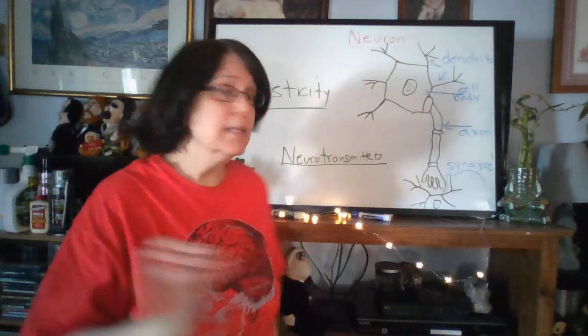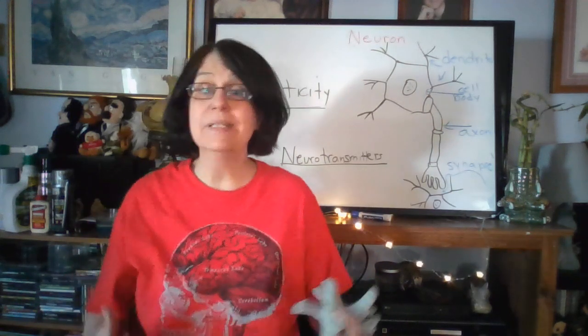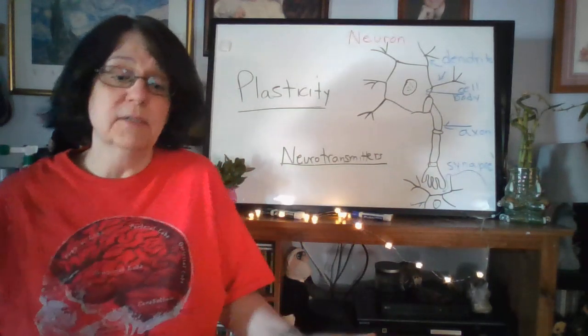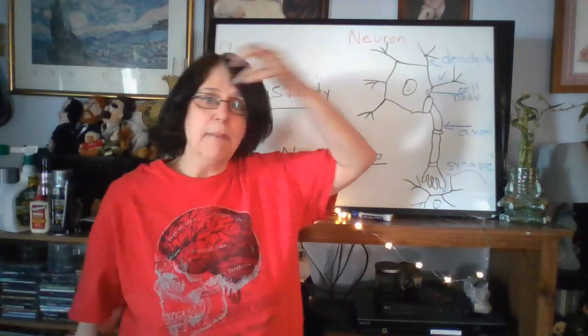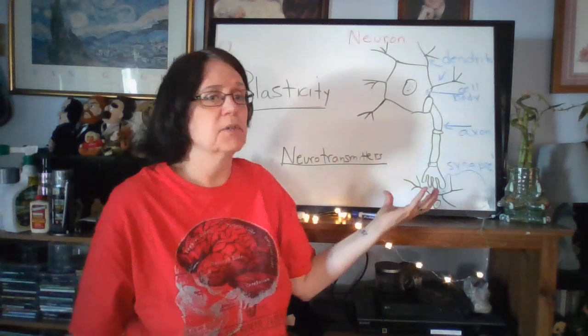Myelin is a protective insulation that gets put down there to allow the message to go through more quickly and uninterrupted. This is a process that happens. It makes this much more efficient. This goes on in the first few years.